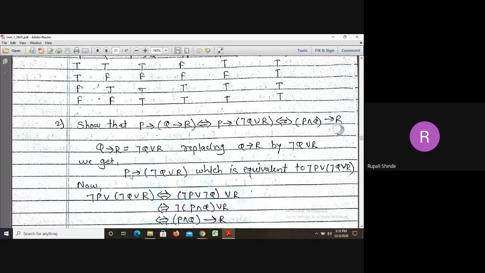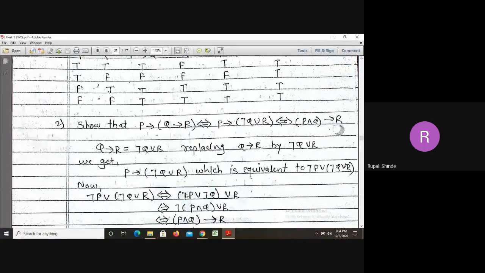So again we can convert this P conditional negation Q or R into its equivalent formula, that is, we have to replace this conditional as negation P or negation Q or R. So here that formula we have written here. So again we can convert this one into another formula as negation P or negation Q, this is one bracket, or R outside the bracket.